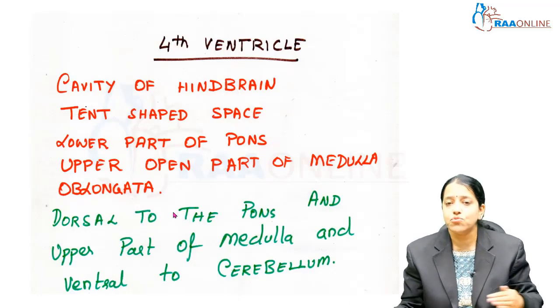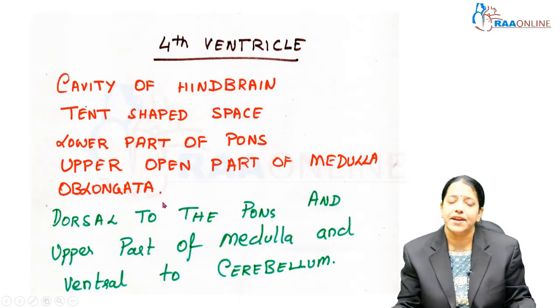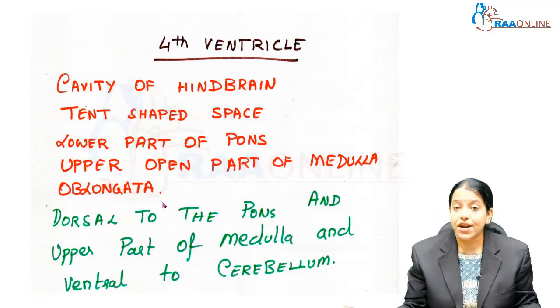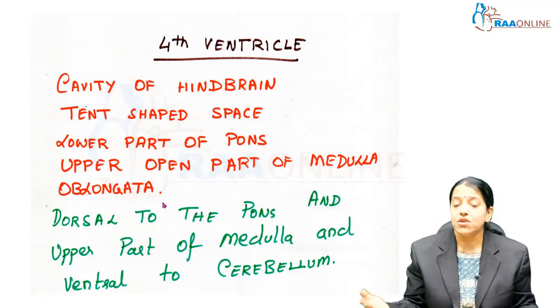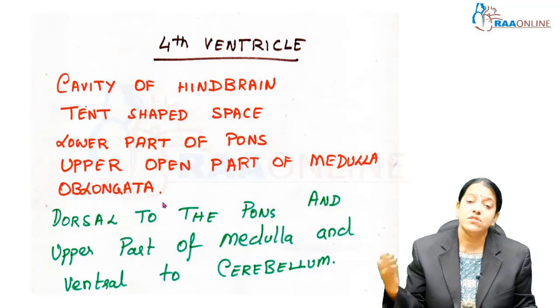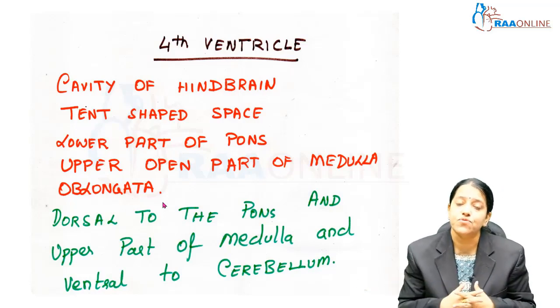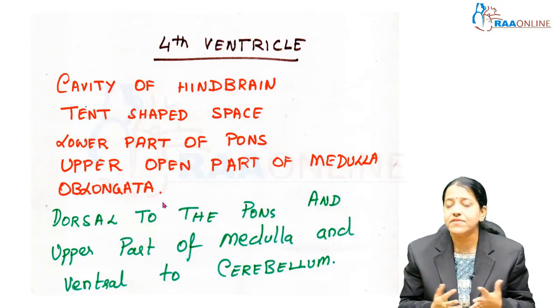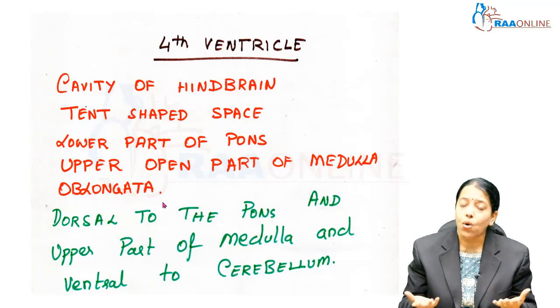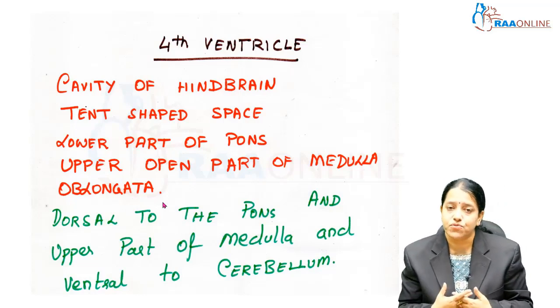So let's go through the class, and then at the end of the class we can identify and tell which are the structures which form the floor and which form the roof of the fourth ventricle, exactly where the fourth ventricle is located and how we get the floor and the roof of the fourth ventricle.